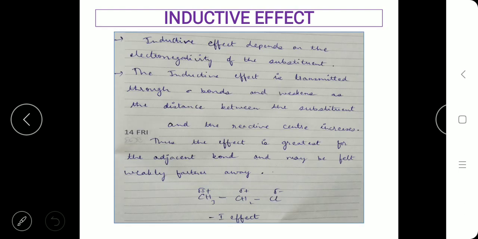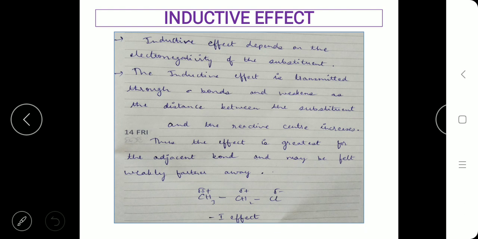Inductive effect depends on the electronegativity of the substituent. The inductive effect is transmitted through sigma bonds and weakens as the distance between the substituent and the reactive center increases. Thus, the effect is greatest for the adjacent bond and may be felt weakly farther away.